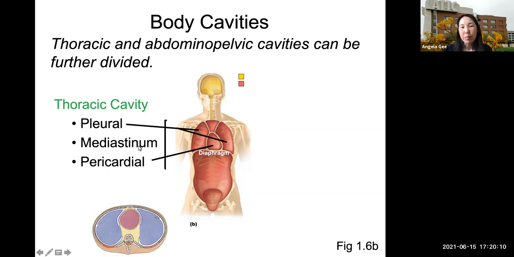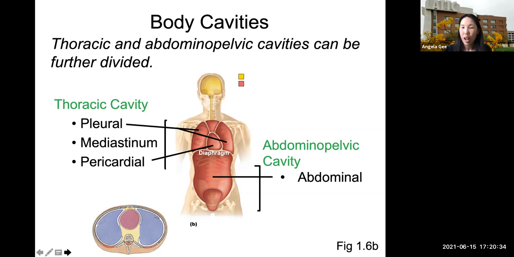The mediastinum is actually just the space in between the lungs. So it's down the center of your chest. And in the mediastinum, you'll have your heart. And you'll also have organs like your trachea and your esophagus going down your throat. The abdominal pelvic cavity is also large, so we can subdivide that into the abdominal cavity on the top and the pelvic cavity below. So the abdominal cavity holds the majority of those digestive organs, and the pelvic cavity is where your urinary bladder is located.